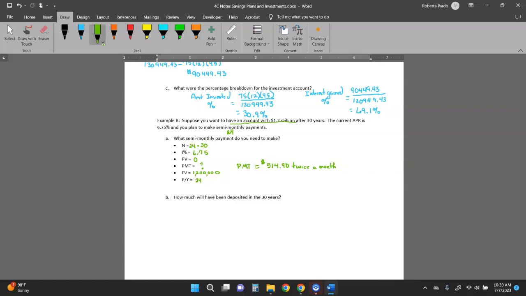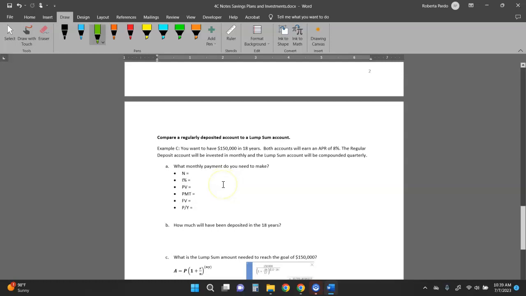How much will have been deposited in the 30 years? So now we would take our $514.90 times 24 times 30 to give us how much money we had deposited over that 30-year period. All right.